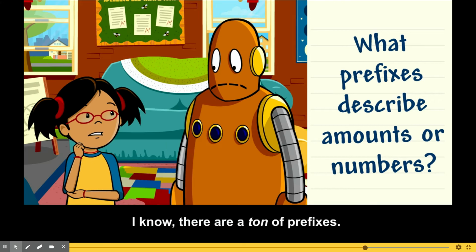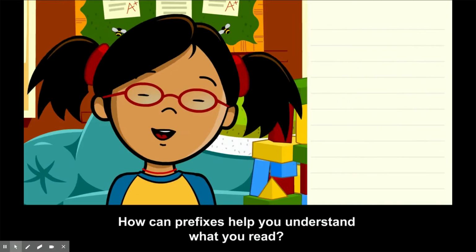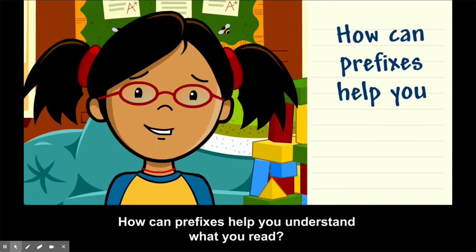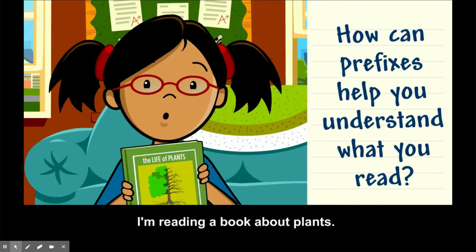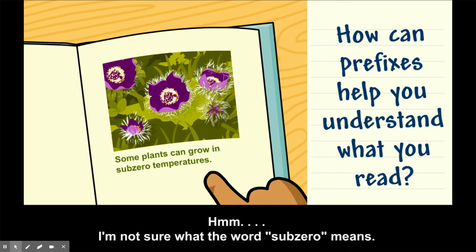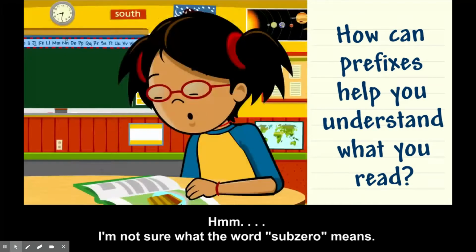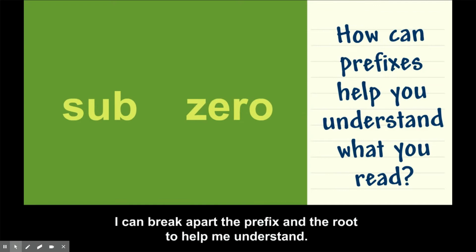I know there are a ton of prefixes, but you learn them as you read. How can prefixes help you understand what you read? I'm reading a book about plants. Some plants can grow in sub-zero temperatures. I'm not sure what the word sub-zero means. I can break apart the prefix and the root to help me understand.